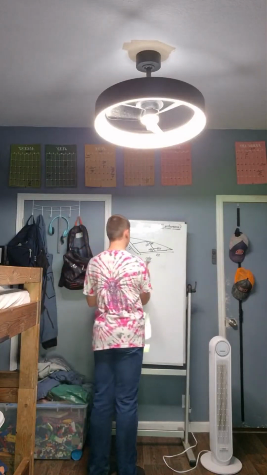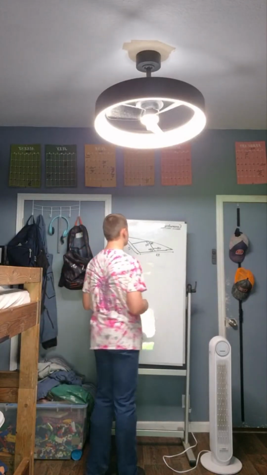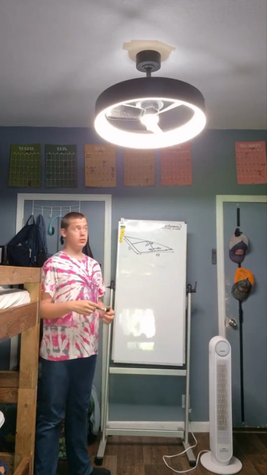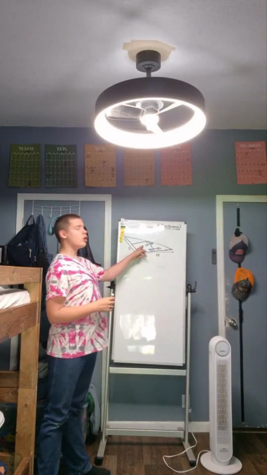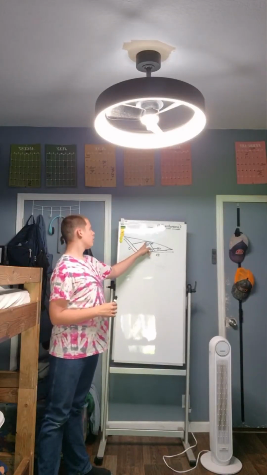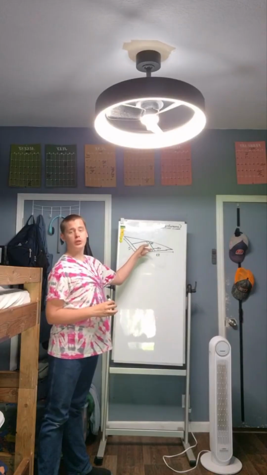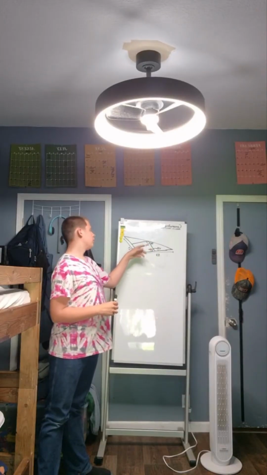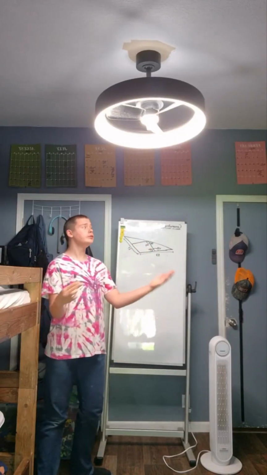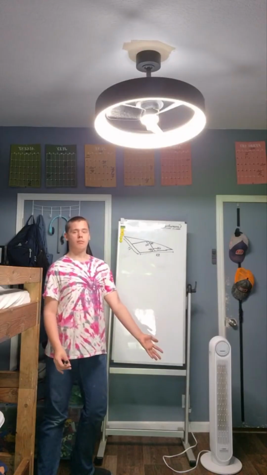So, according to my trusty protractor, from here over here is 150 degrees. So 24 plus 26 is 150. Okay.